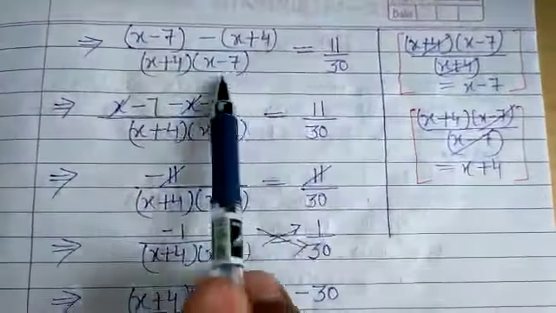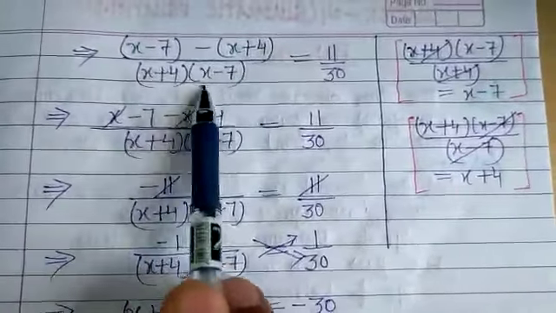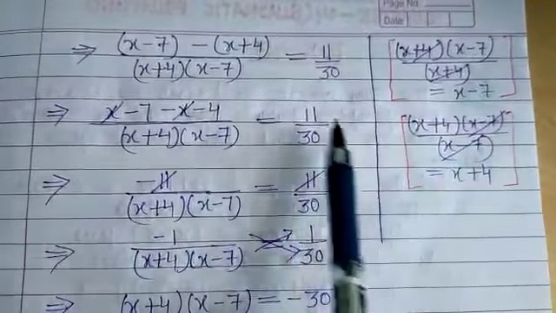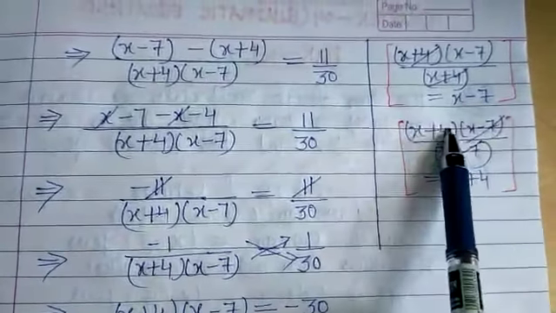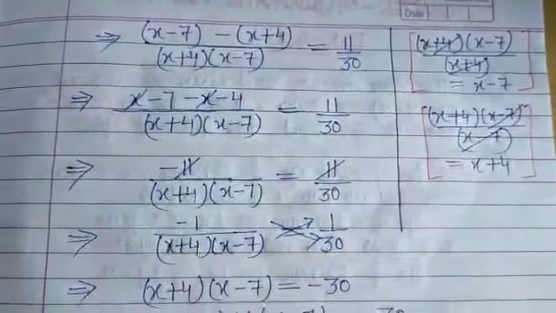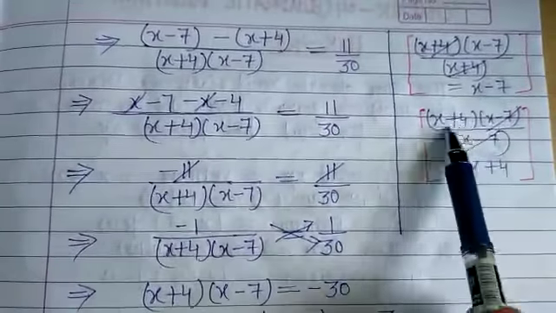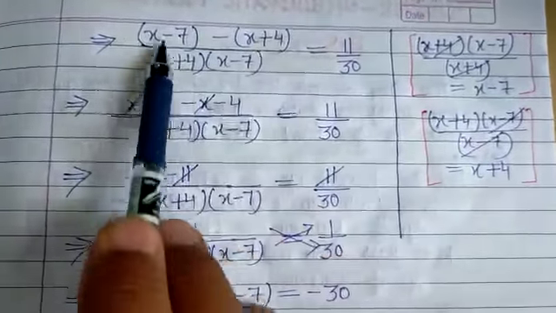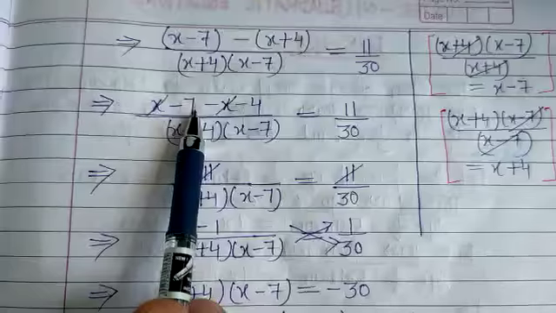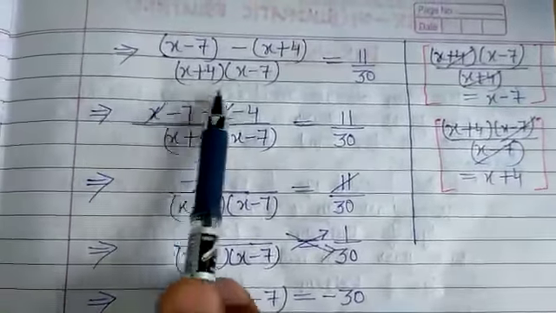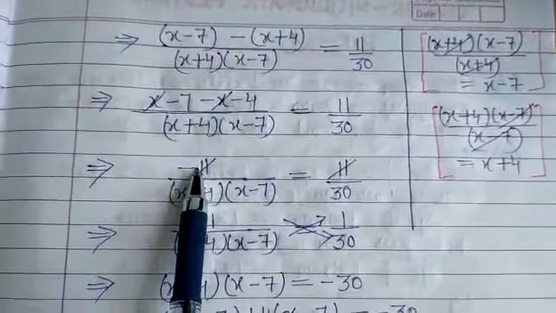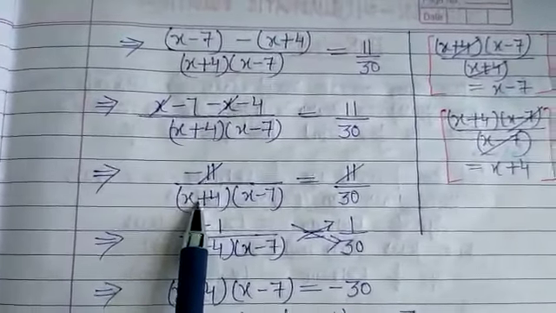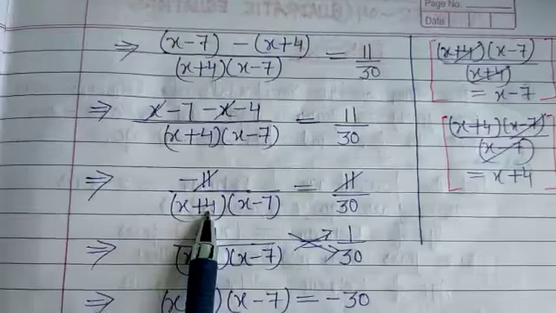Minus, second, the LCM x plus 4 into x minus 7 is divided by the second denominator, x minus 7. We get x plus 4, and x plus 4 into 1, because in the numerator there is 1, is x plus 4. We have to write the bracket here. Now first we will solve the bracket. It is coming minus x minus 4, x and x will cancel out. So minus 4 and minus 7, it is coming minus 11.